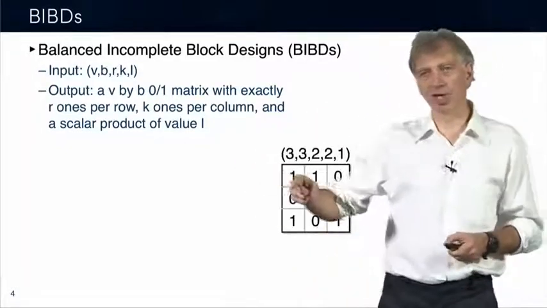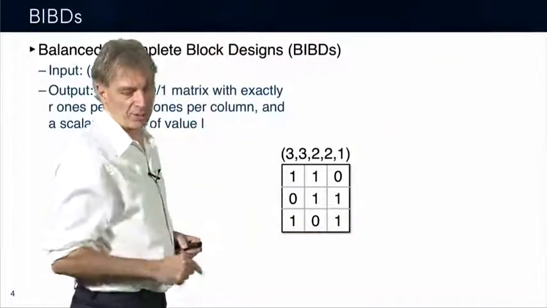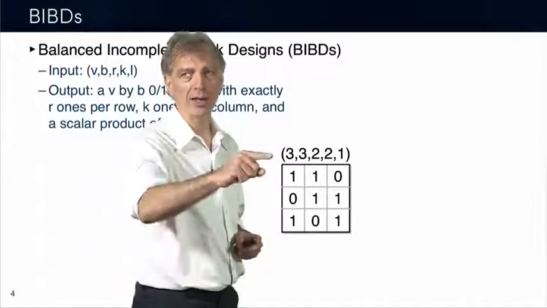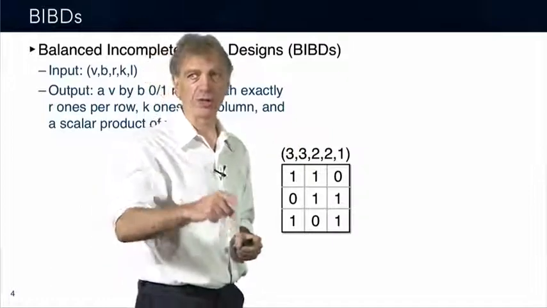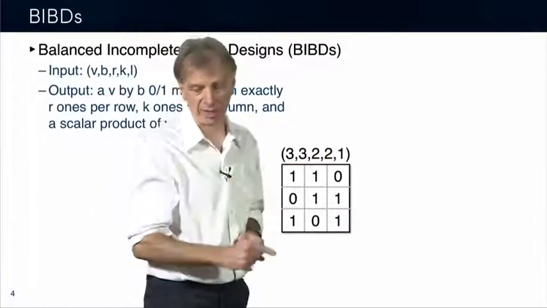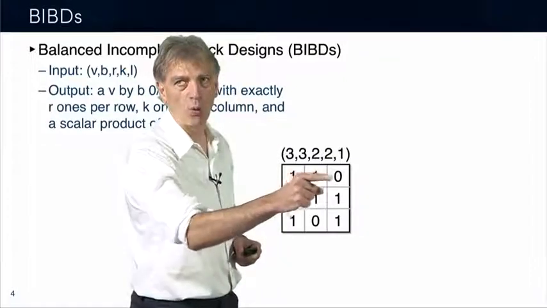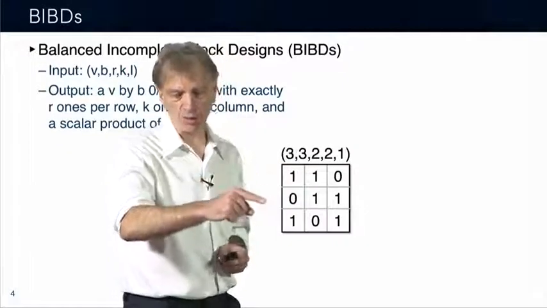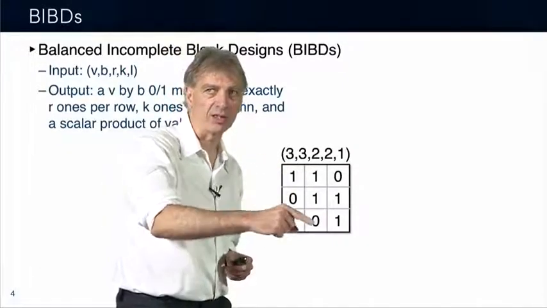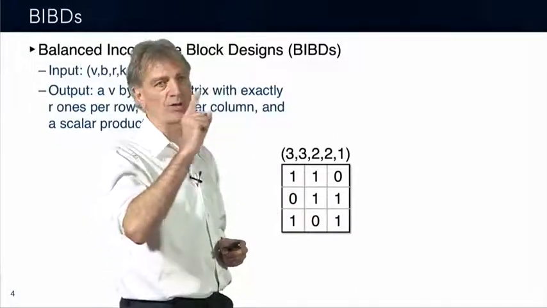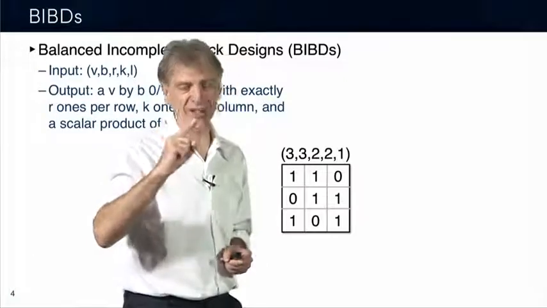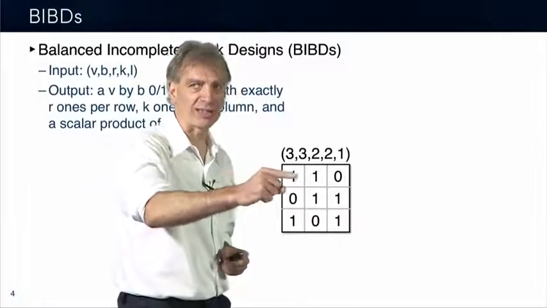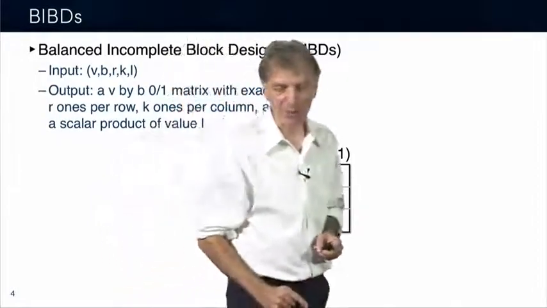So this is, for instance, a simple example of a BIBD. This is a BIBD which has the values 3, 3, 2, 2, 1. So that means that it has 3 rows, you can see them, and 3 columns. And then on every row you see exactly 2 ones, because you have a 2 over there. And on every column you also have 2 ones. And when you do the scalar product of every 2 rows, the value is going to be exactly 1. Which essentially means that if you do the intersection of these rows, they have only one position where they intersect. So that's what we want to do.